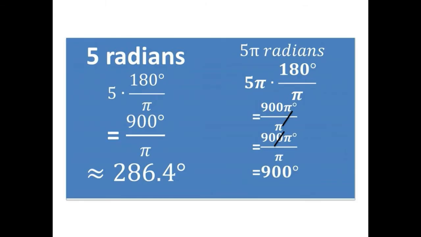5 radians: the answer is 5 times 180 degrees over pi, which is equal to 900 degrees over pi, equivalent to 286.4 degrees. The next thing we will convert is 5 pi radians. So the answer is 5 pi times 180 degrees over pi, which is equal to 900 pi over pi. So we simply cancel out the pi and the final answer is 900 degrees.